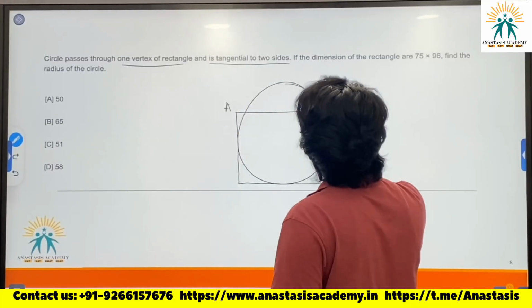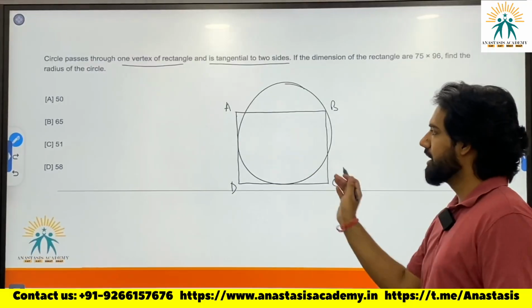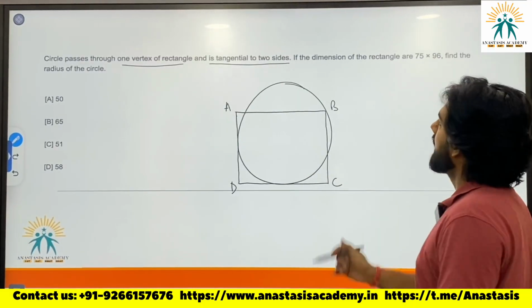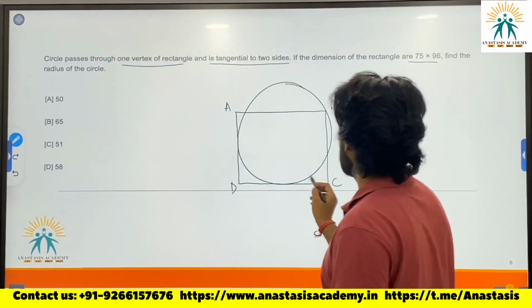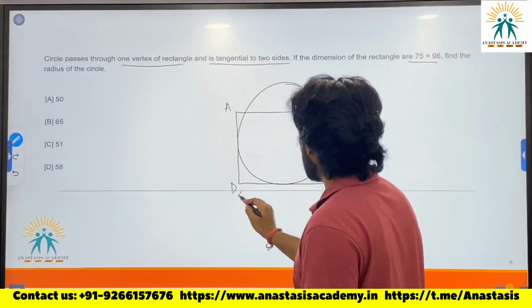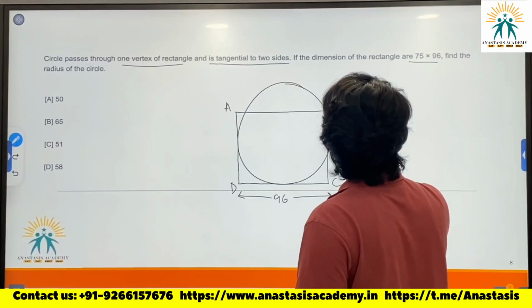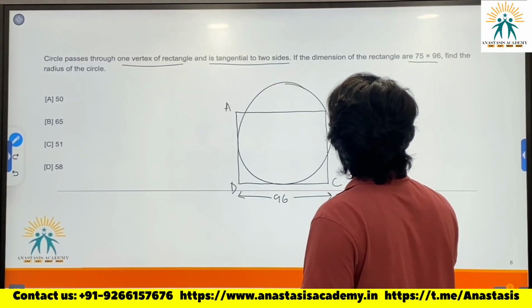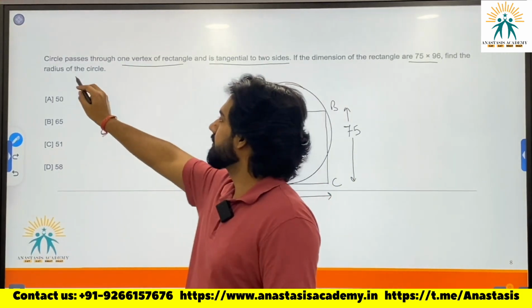Let's call it A, B, C and D. It is more like a square, but it is given as a rectangle, and the dimensions of the rectangle are 75 and 96. So I am assuming the longer side to be 96, and the shorter side is 75. Now find the radius of this circle.